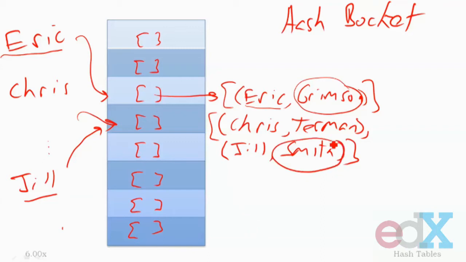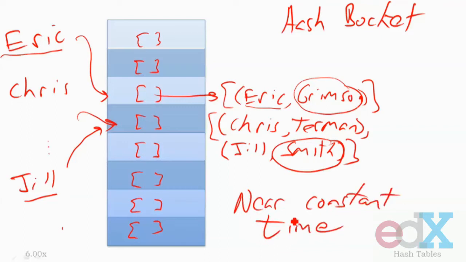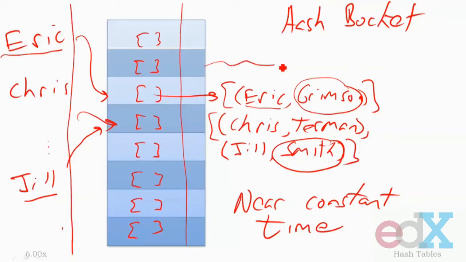So now you see why we were a little wishy-washy, and we always said near constant time. Because as you can see, if the table is small, and I insert many, many elements in it, then the hash buckets could get very long. So for example, if I have a table with only one element, and I insert 1,000 names, then that one bucket will be 1,000 names long, and I'm reduced to linear search.